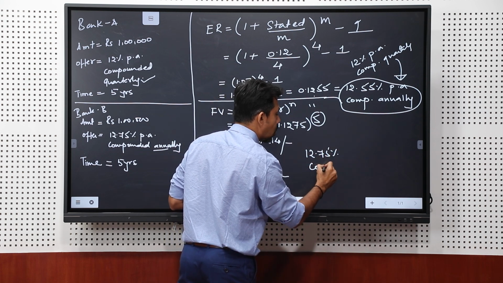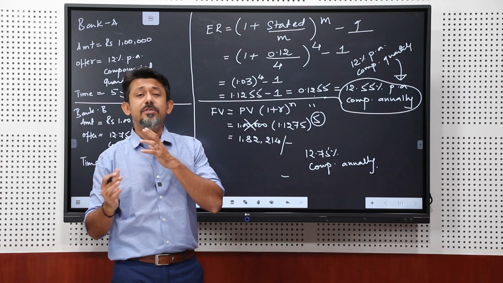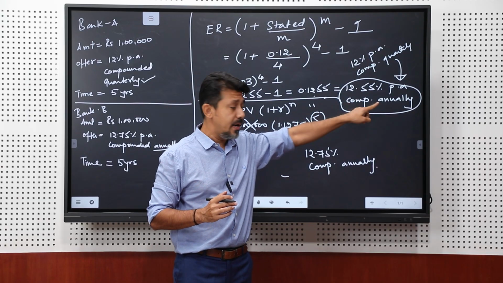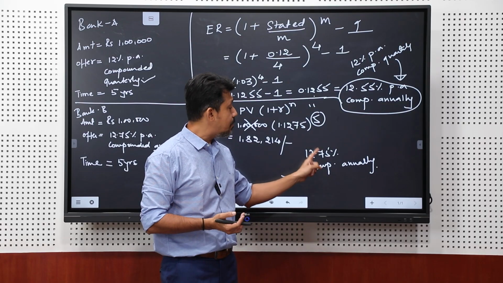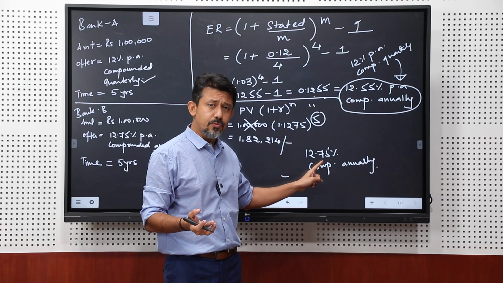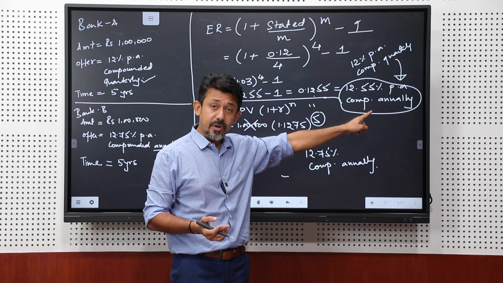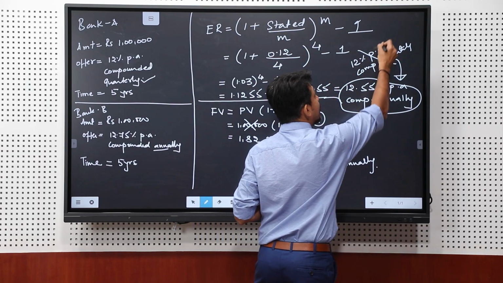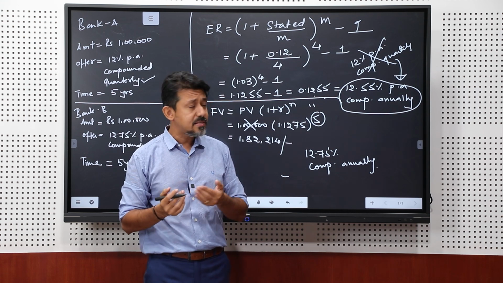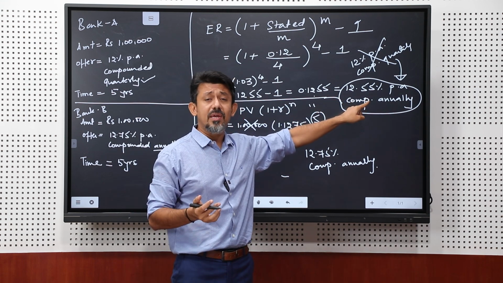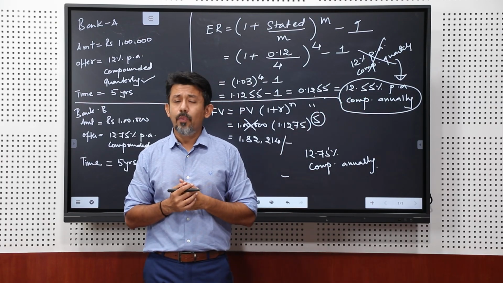12.75%, which was also compounded annually, I am now comparing apples with apples, an annually compounded rate with an annually compounded rate, and it's a very clear decision that bank B offers me a higher rate of interest, 12.75, vis-a-vis 12.55 that bank A is offering. I could not have compared 12% quarterly with 12.75%, and hence if I am wired to think in terms of a rate of interest, I would compare 12.55 with 12.75.